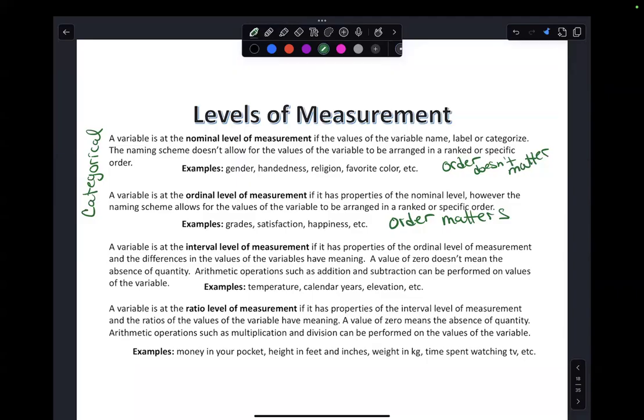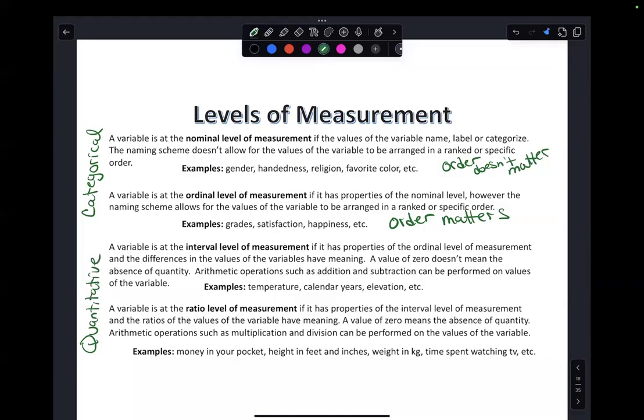Or you talk about level of education. You're going to have elementary school, middle school, high school, maybe community college or associate's degree, bachelor's degree, master's degree, doctorate. There's a specific order there. So ordinal has a specific order. Nominal, order doesn't matter. So those are the categorical ones. These ones are quantitative, and I'm going to write the right word here. So these last two are quantitative.